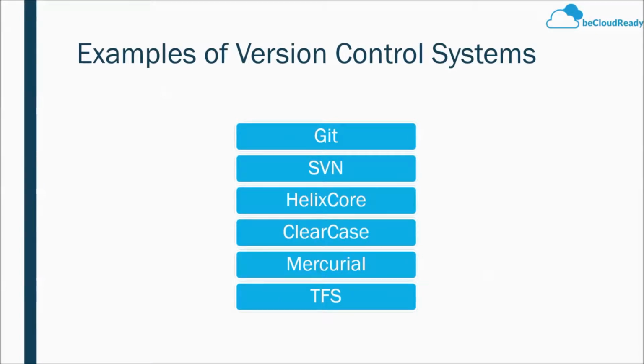A couple of examples of version control systems include Git, which is the one that we will be focusing on today. Other systems are SVN, Helix Core, ClearCase, Mercurial, TFS, etc. Each of these systems has its own uses and its own benefits, but I believe by far the best one for us to learn is Git. Git is an industry standard, and literally any office or workspace that you will be working in will probably be using Git.